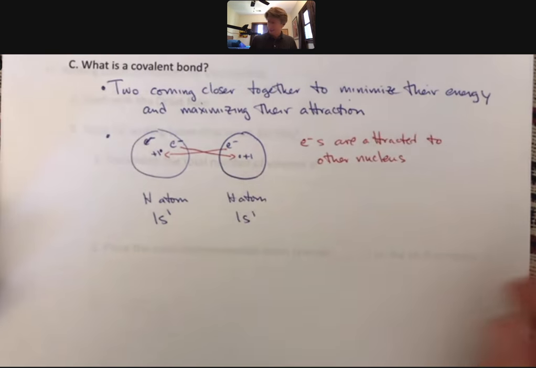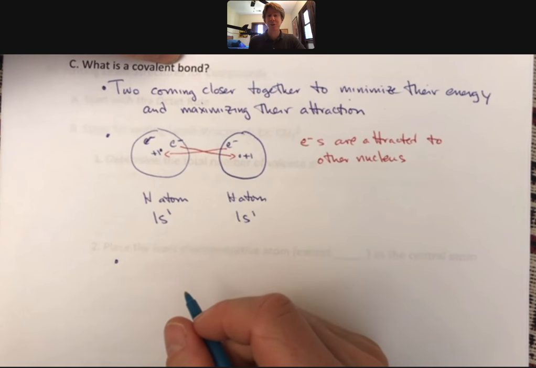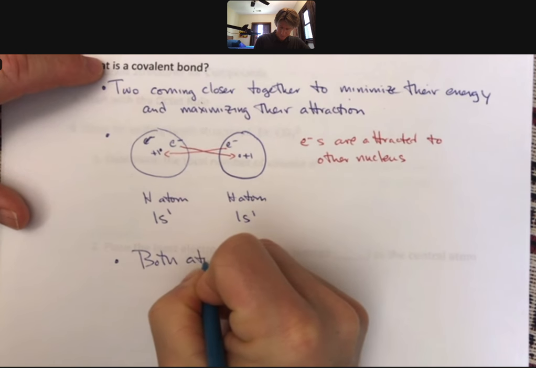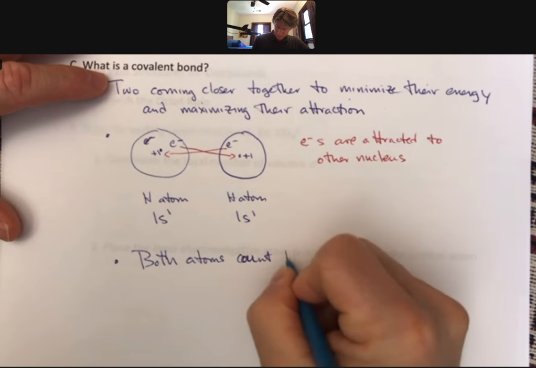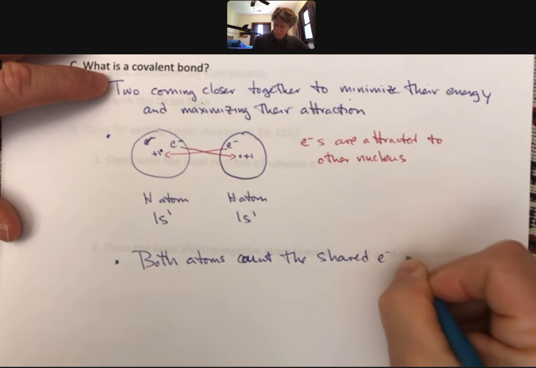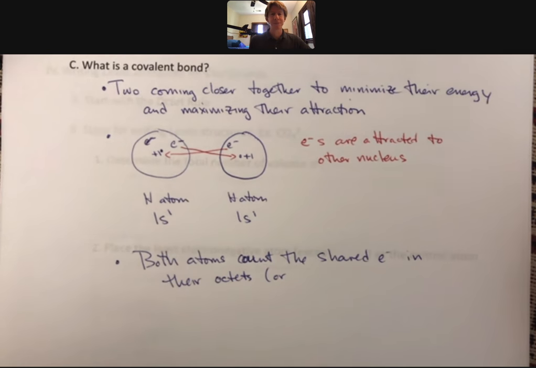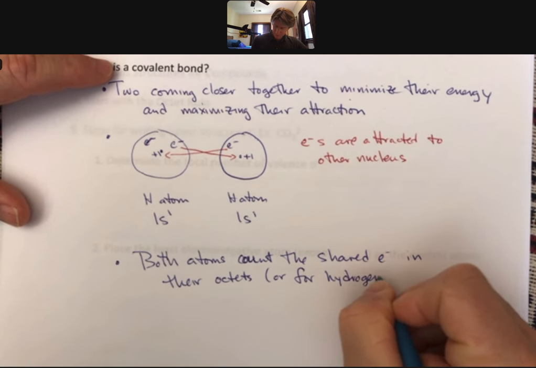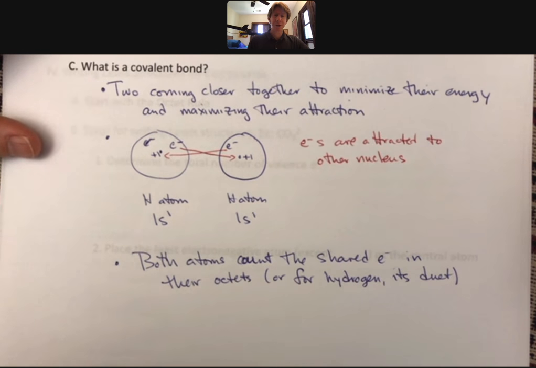Okay. And then other points I wanted to make. So, what is a covalent bond? In a covalent bond, both atoms count the shared electrons in their octets. Or for hydrogen, which is like helium, it's a duet of electrons. So that's a little more information about a covalent bond.